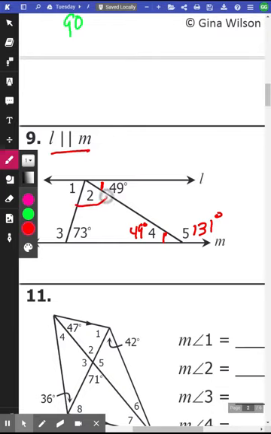So if I want to know angle 2, the full triangle is 180. I'm going to take away 49, and I'm going to take away 73. So angle 2 is 58 degrees.